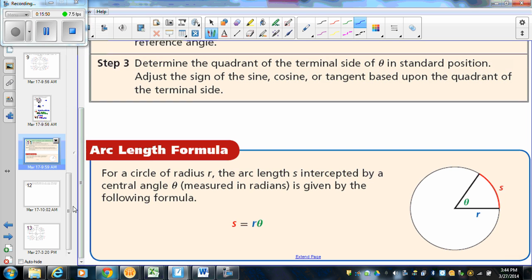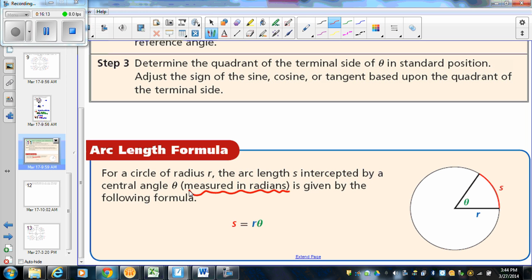And then the last thing that we're going to talk about today is arc length. For a circle of radius r, the arc length intercepted by a central angle that is measured in radians. That is hugely important. I'm going to underline it, if my pen will work, in red. The angle has to be measured in radians.